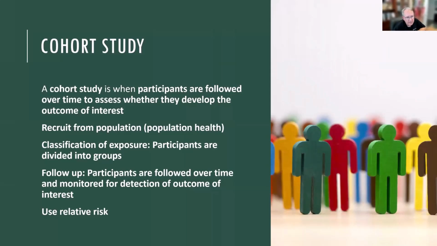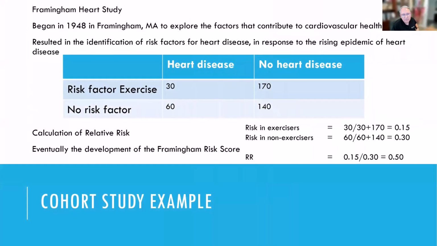What about a cohort study? A cohort study is done when participants are followed over time to assess whether they develop the outcome of interest. In heart disease, the Framingham Heart Study is the best example of a cohort study. So you recruit from a population. This is a population health study. This is not a randomized controlled study. This is a population study. It's the classification of exposure. Participants are divided into groups, and then they're followed over time. And you're going to use the relative risk to determine the results here.